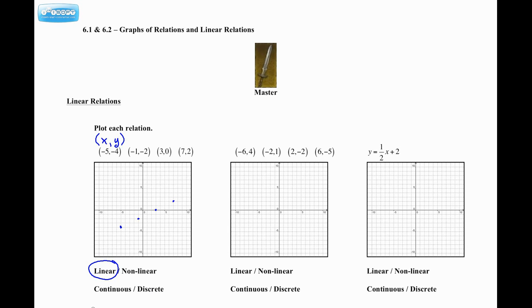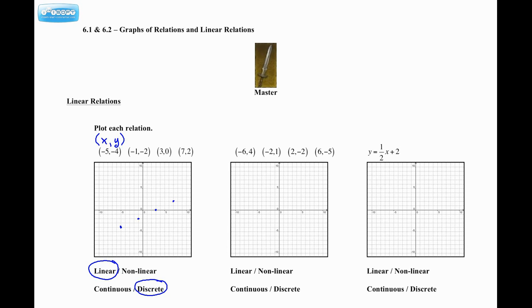All right. Which is it? Is it continuous or discrete? Well, discrete means you're only plotting specific points. In other words, you're not connecting them. You're not filling in the gaps. Well, we're not meant to connect these. Okay, it doesn't say to do that. So this is a discrete relation, only specific points.